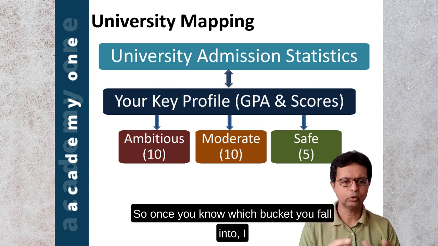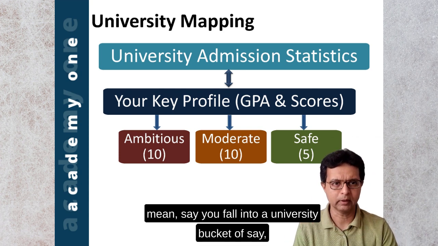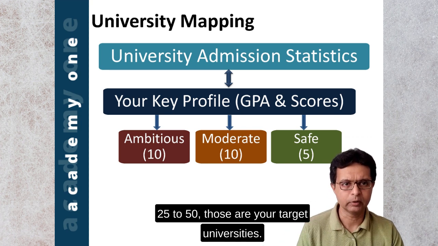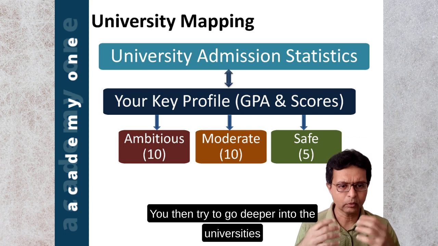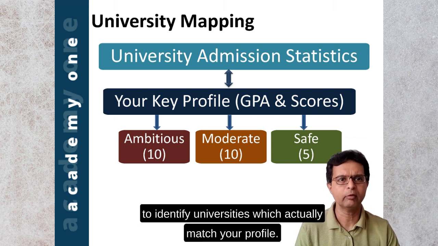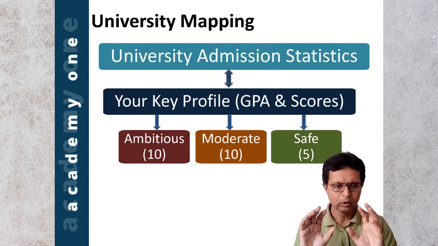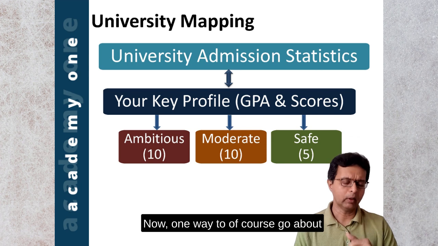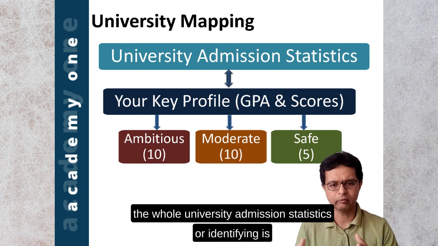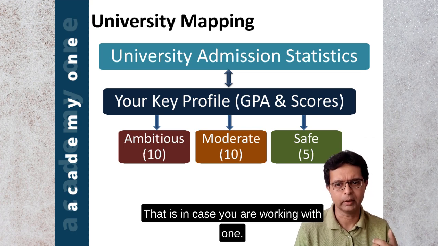So once you know which bucket you fall into, say a university bucket of 25 to 50, those are your target universities. You then try to go deeper into the universities that you would like to apply to and identify universities which actually match your profile. One way to go about the university admission statistics is, of course, to talk to your counselor, in case you are working with one.